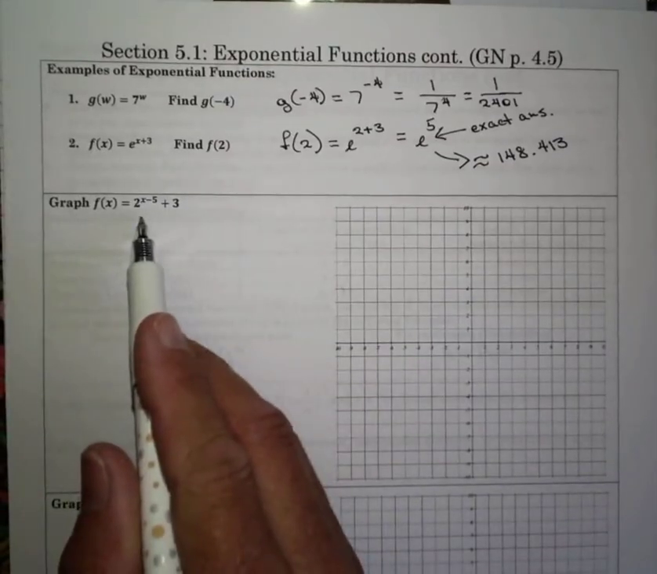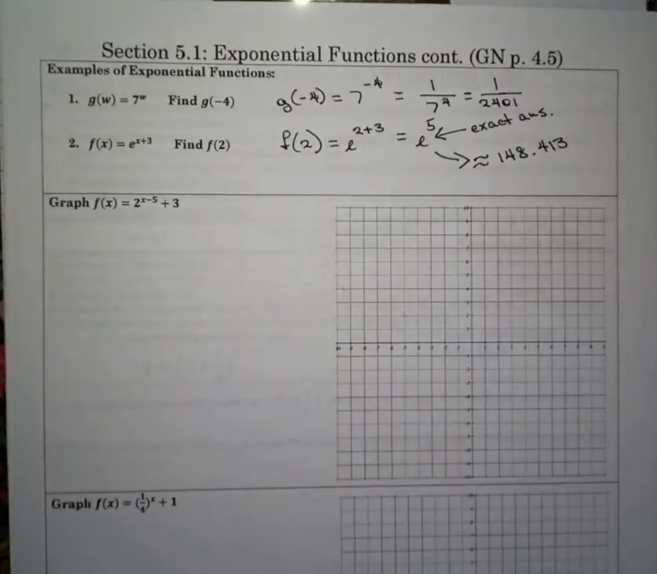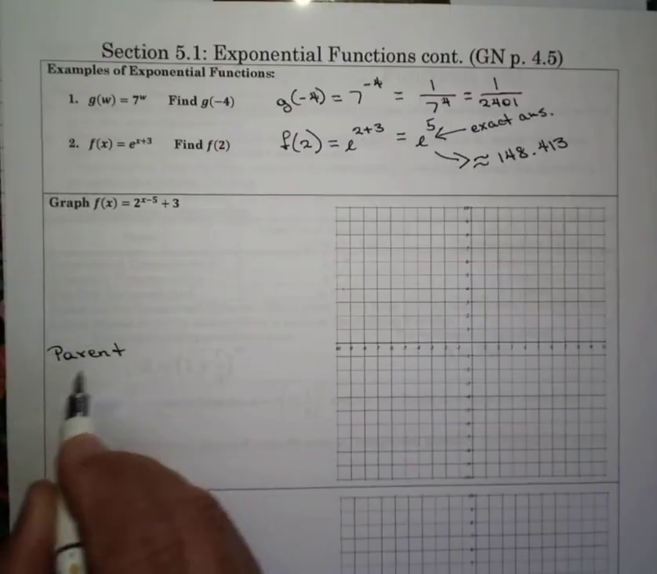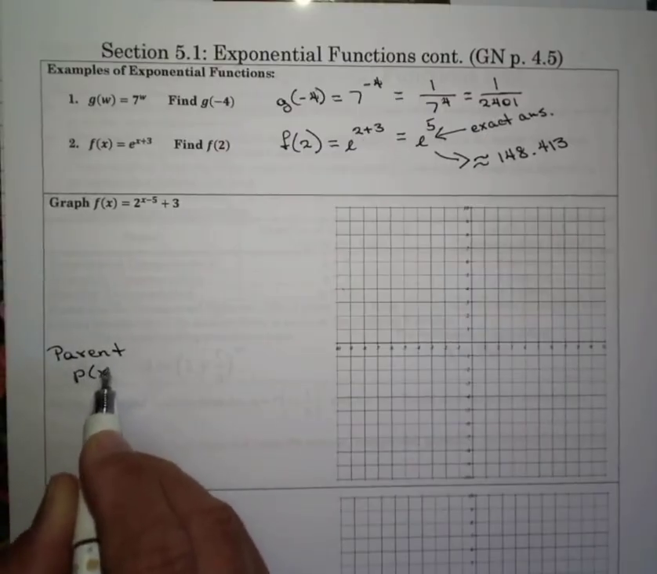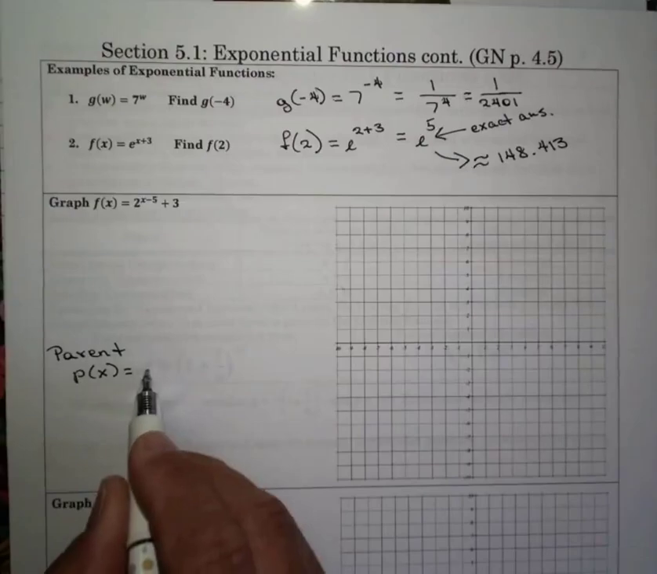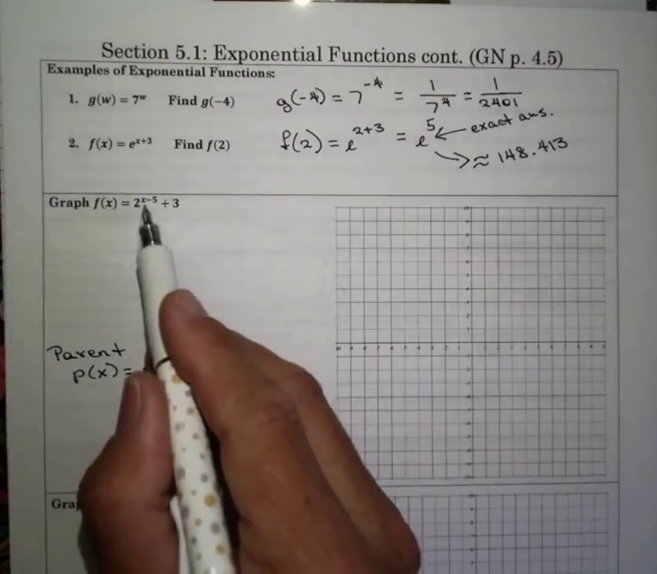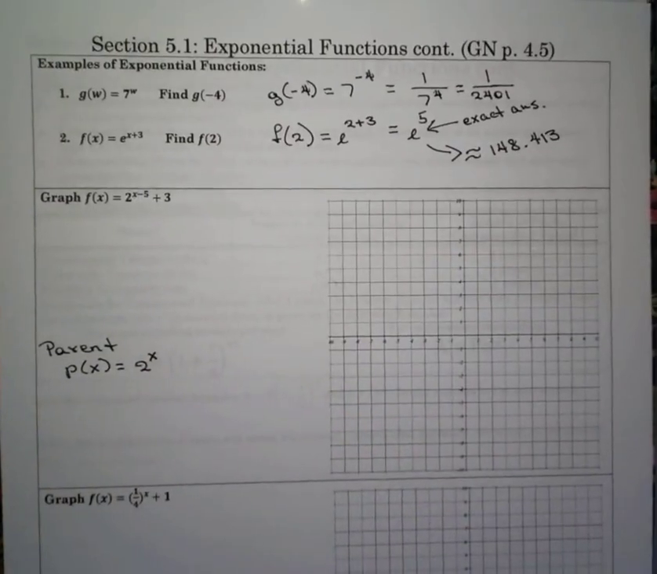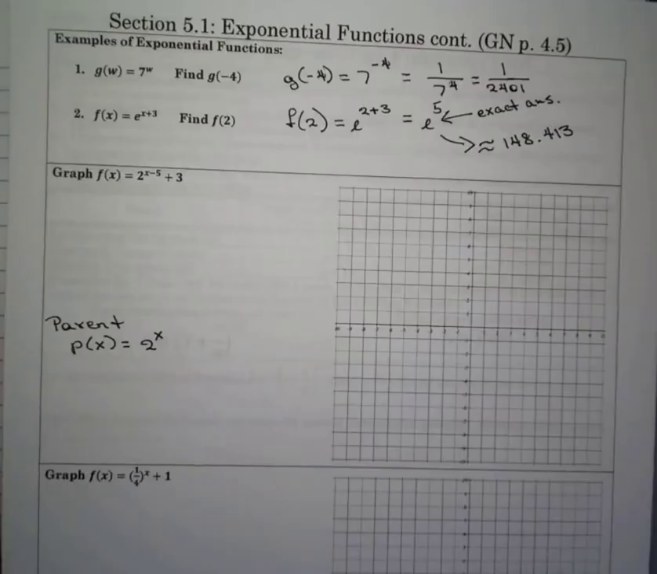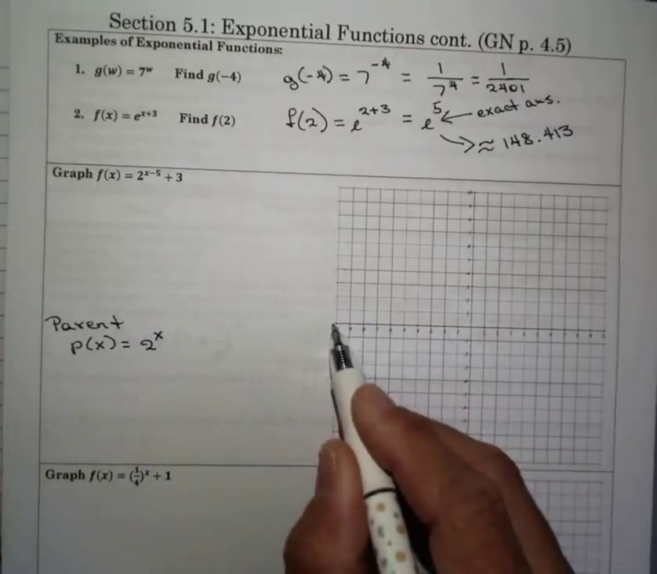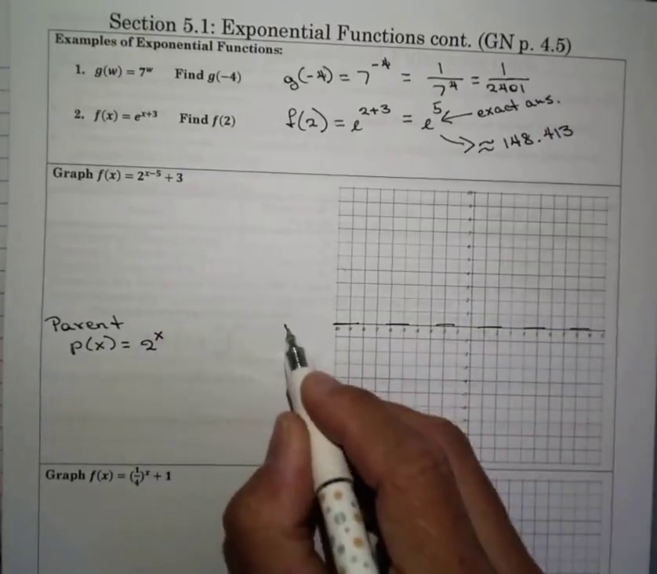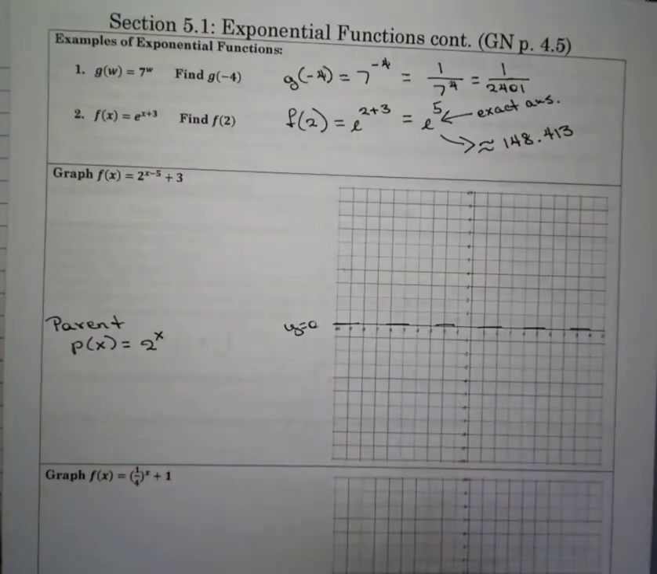Now let's look at this one and see if we can graph them. And really, I want you to pay attention to transformations here. So I'm going to come down and say the parent graph of this one, and I'll call it p of x just to give it something different, would be 2 to the power of x, right? I'm going to get rid of the negative 5 and the plus 3, and that's my basic parent graph. Now, if I want to put the parent graph on there, I know that the horizontal asymptote is right here. It's y is equal to 0. So y equals 0 is my horizontal asymptote for the parent graph.